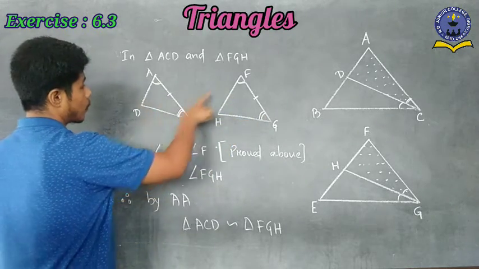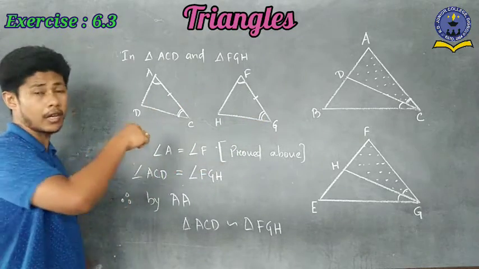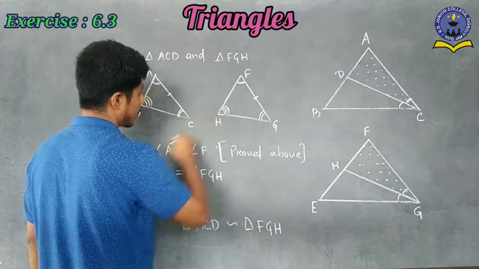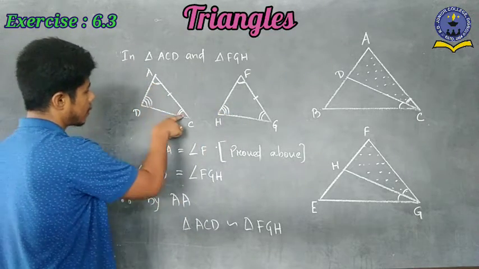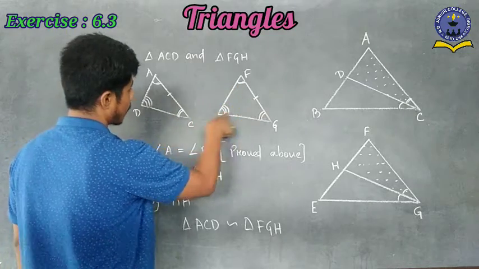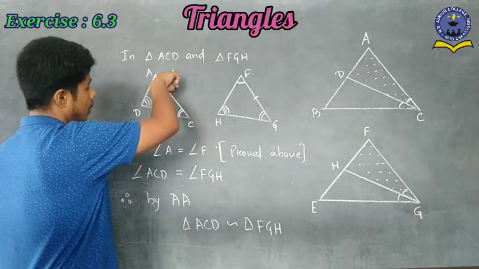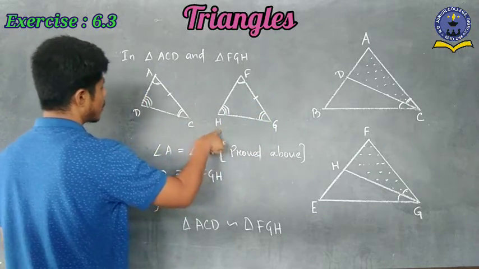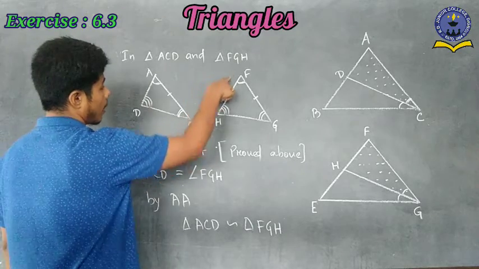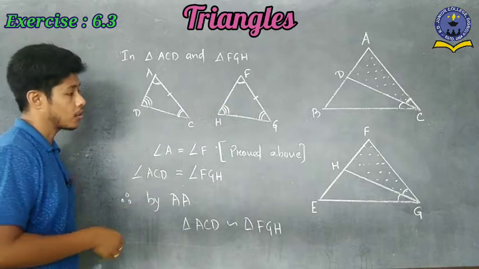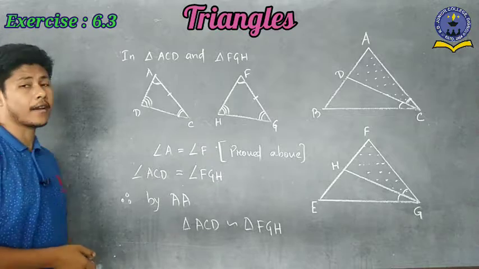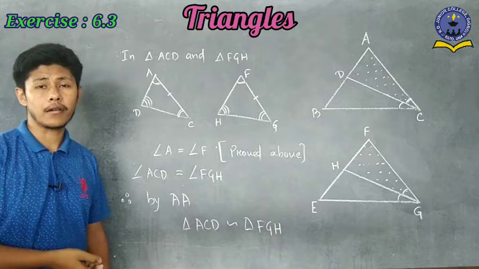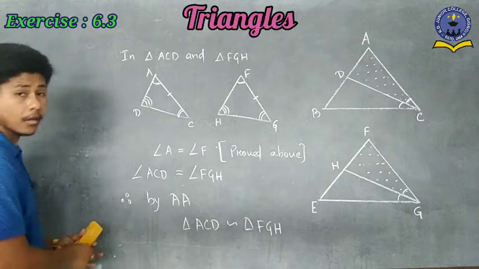Now if two angles are equal, then the third one is automatically equal. For better understanding, mark three lines like this: first angle, second angle, third angle. So in this case we write AC by FG, then CD by GH, and AD by FH. If we write these three ratios, then from here we get the required result, and we write down the final one. Is it clear?